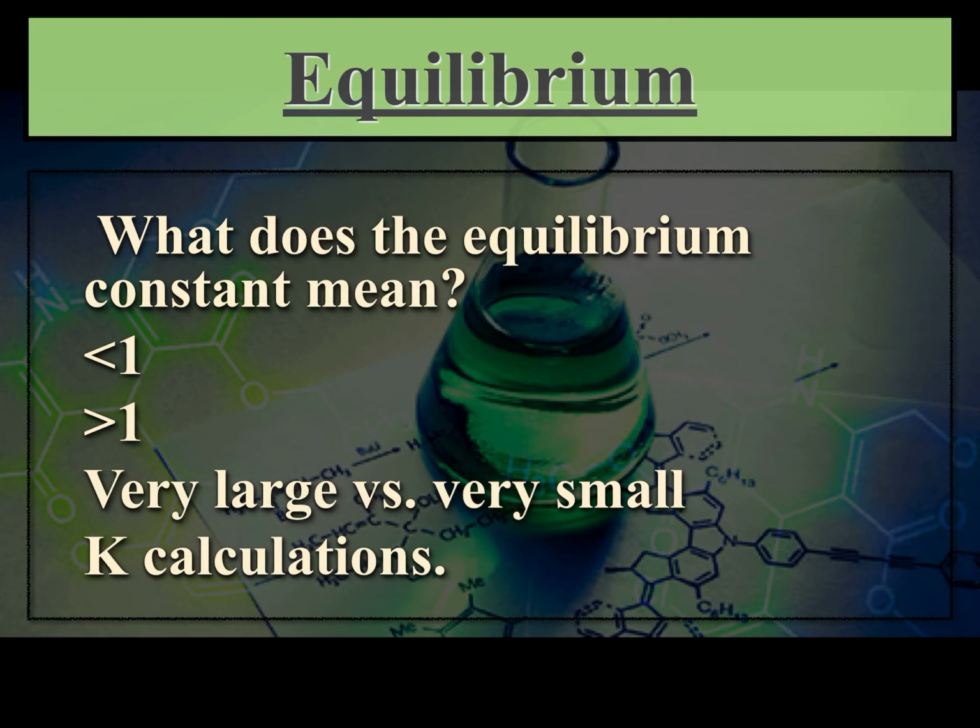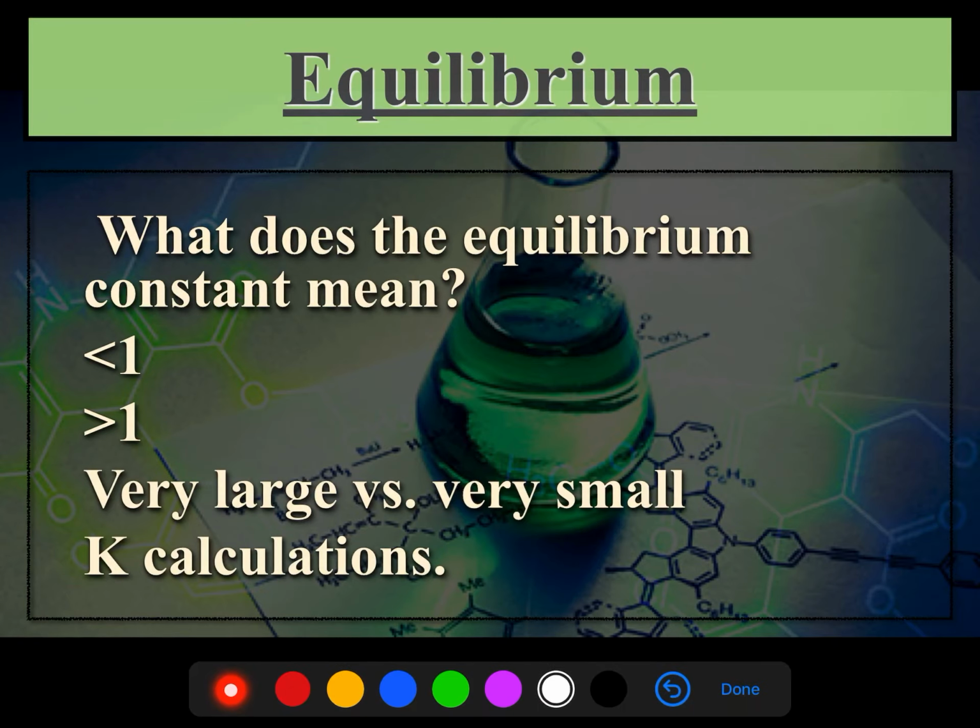Okay, KEQ calculations. And then what does the equilibrium constant mean? Very large versus very small K calculations. Before we do the calculation, I want to address this. If we're dealing with a KEQ value that's less than 1, that means that in terms of KEQ, your products are a small value and your reactants are a very large value.